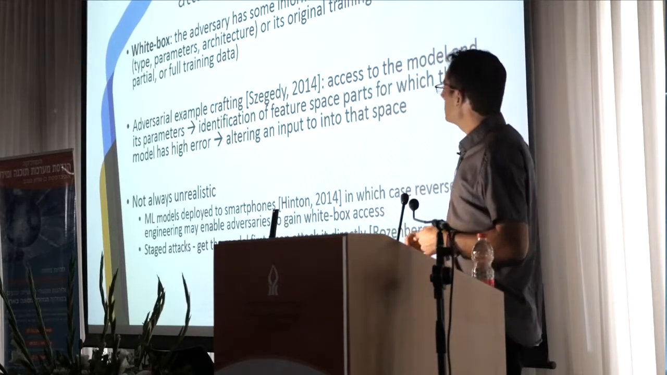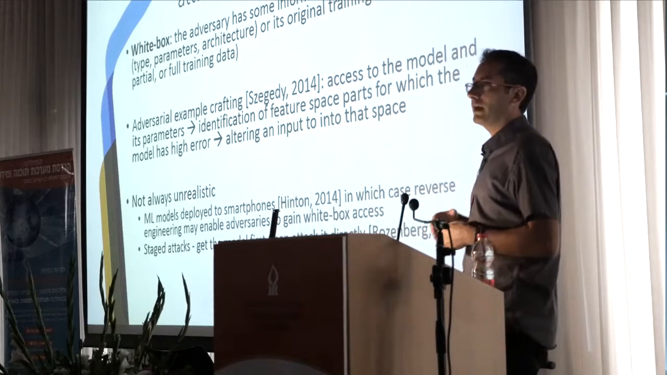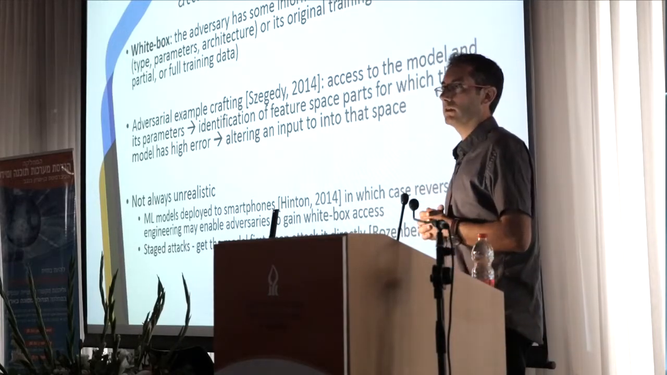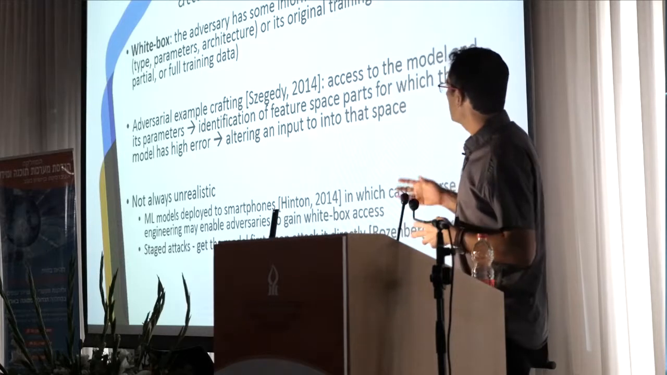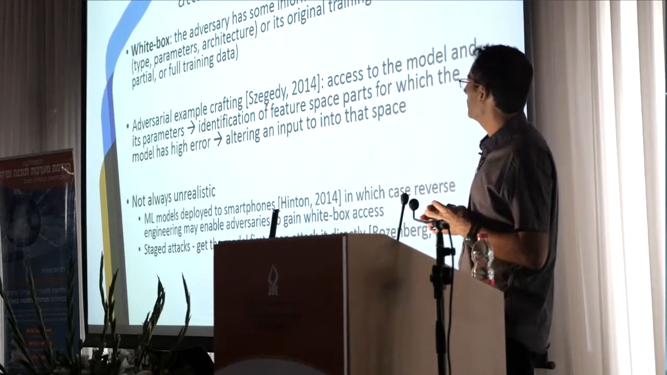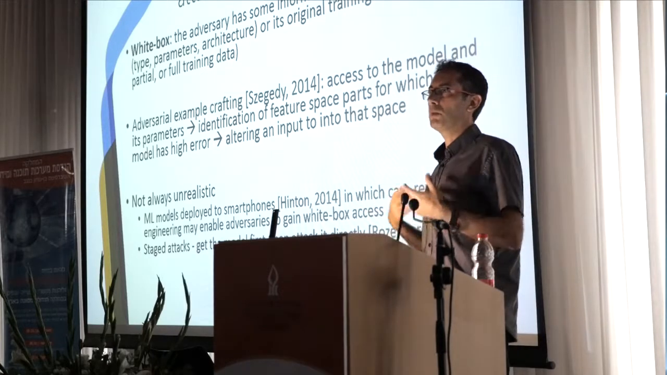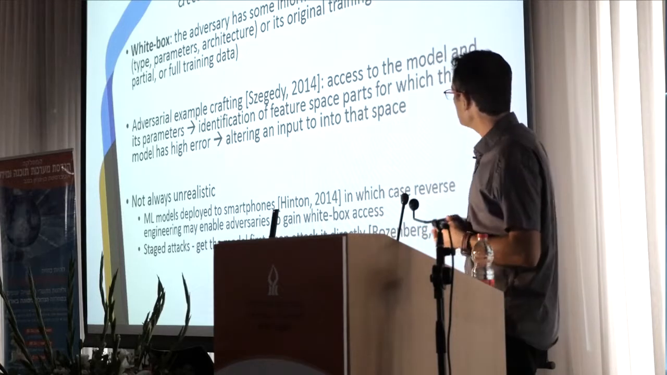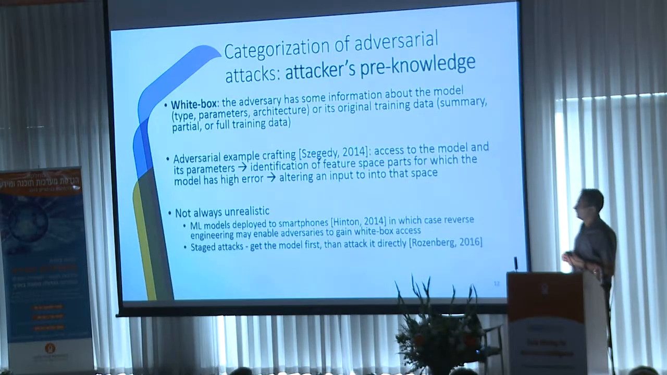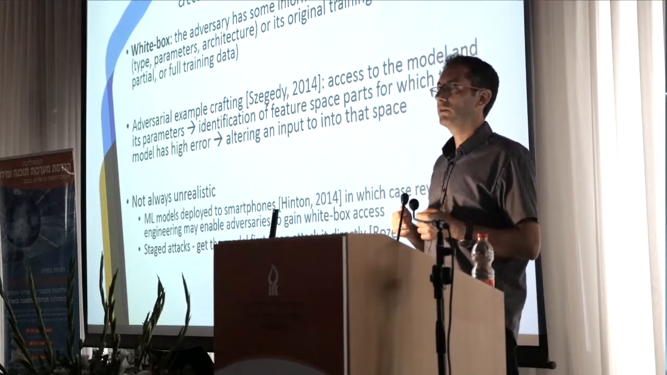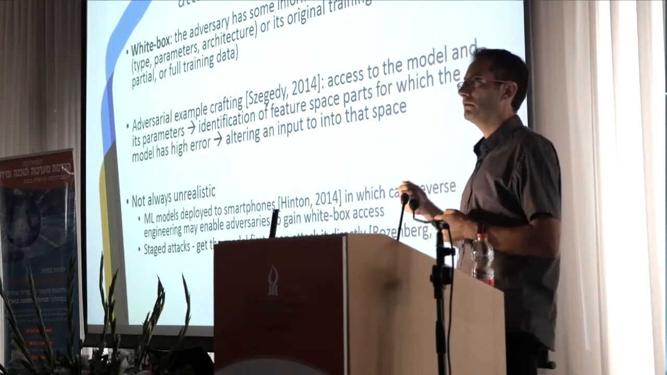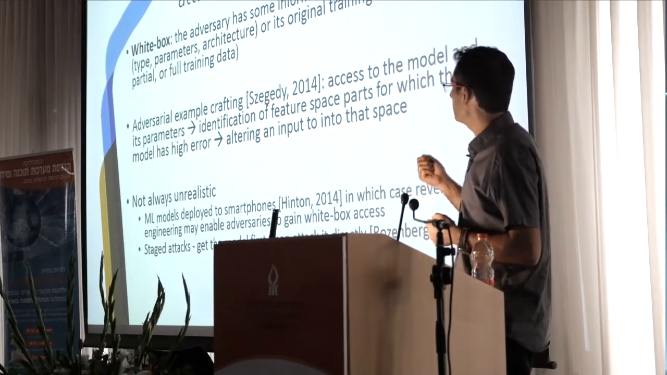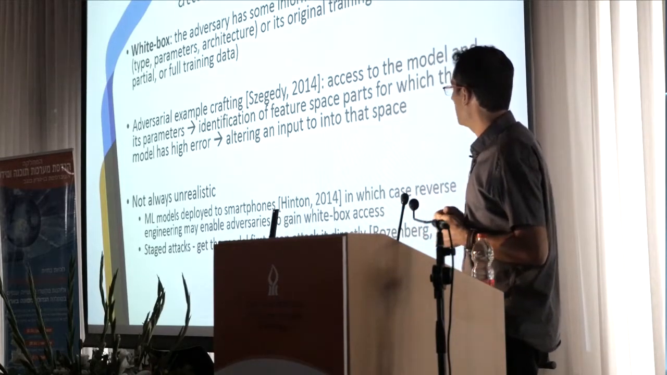The second attribute is the knowledge, the pre-knowledge that attackers have on the machine learning system. The first option is a white box attack, in which the attacker has all the information or partial information about the data sets, the algorithm itself, or its configuration. In this way, an attacker can easily analyze the model, like in the example from 2014, and understand, for example, which are the most sensitive features that can be influenced, and then craft and create his own samples.